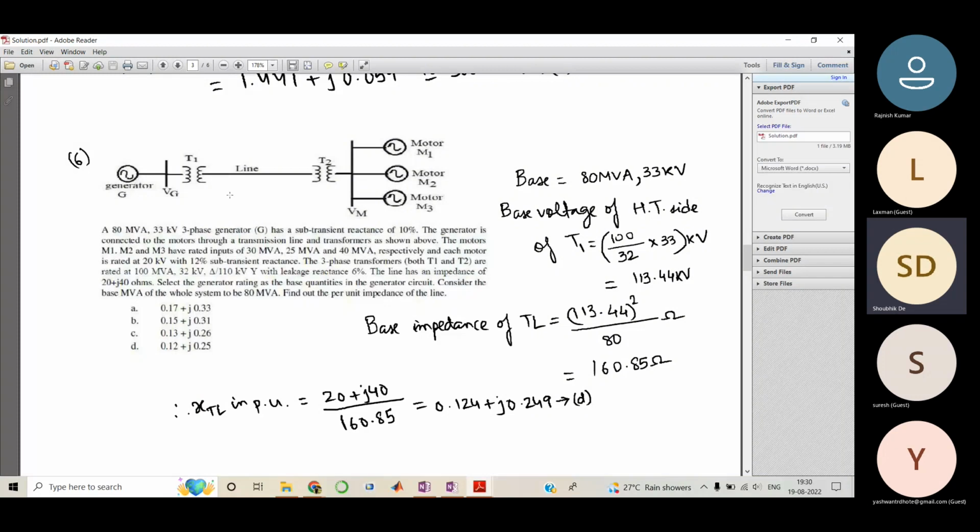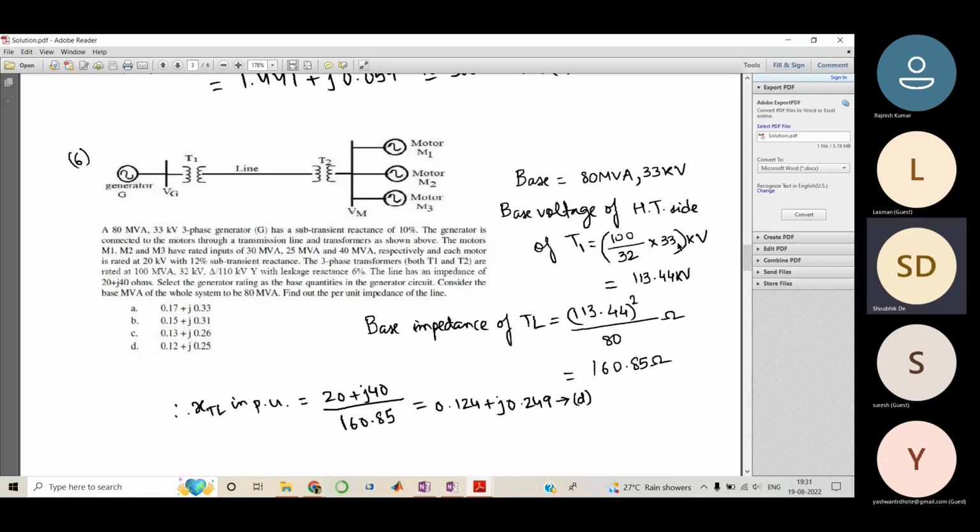They have told that we have to select the generator rating as the base quantity. So our base becomes 80 MVA and 33 kV. They have asked what is the per unit impedance of the line. This is pretty simple. Using this same concept, we have to calculate the base voltage at the transmission line side, or the high voltage side of transformer one.